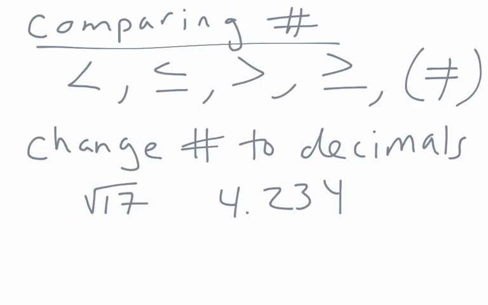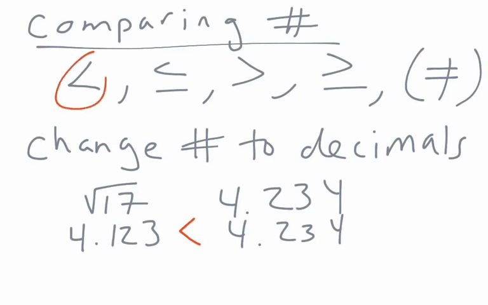So the easiest way to do this is to whip out your calculator, do the square root of 17, change it over to a decimal, and once you do that, hopefully you can see which number is bigger. Now remember your inequality symbols: it always points to the smaller one and opens to the bigger one, so you can use the analogy of an alligator. So we would say 4.123 is less than 4.234. This symbol and this symbol are the exact same symbol, just flipped differently, and so if you're reading from left to right, you're going to read it less than here.